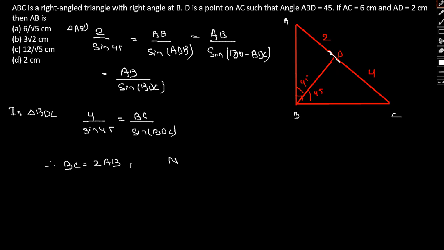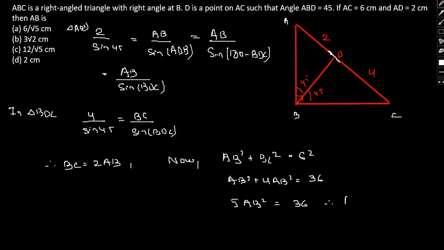Now AB square plus BC square equals 6 square. So AB square plus 4AB square equals 36. So 5AB square equals 36. Therefore AB is nothing but 6 by root 5. So option A is our answer.